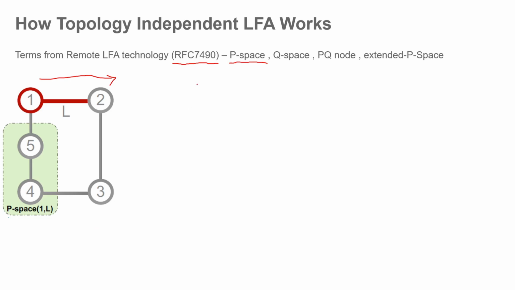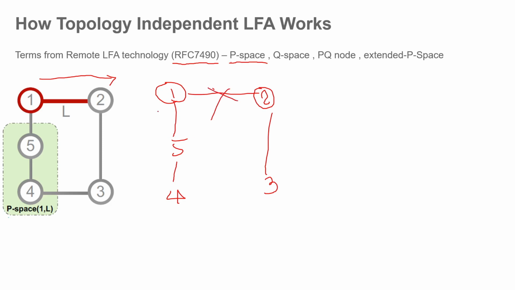So if we run the SPF, let's say this is the SPF for router 1. In this scenario, this is the SPF graph for router 1. If we remove this link, router 1 can only reach R5 and R4. So this has become the P space for R1.